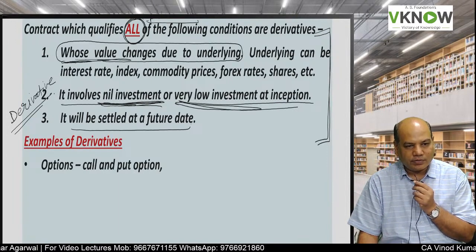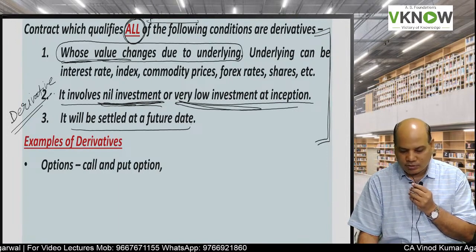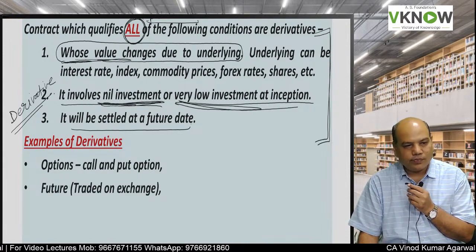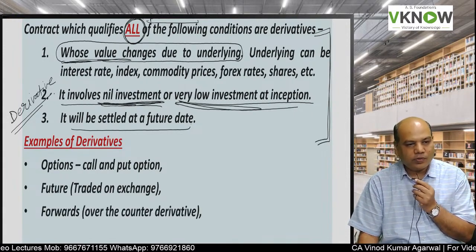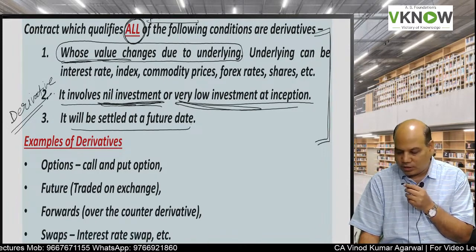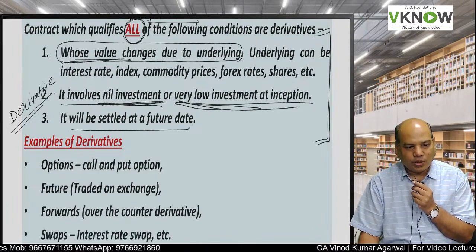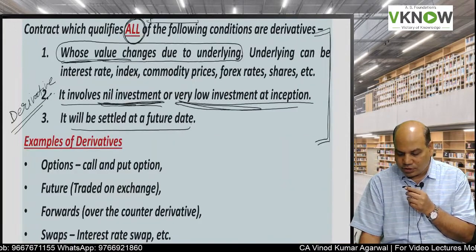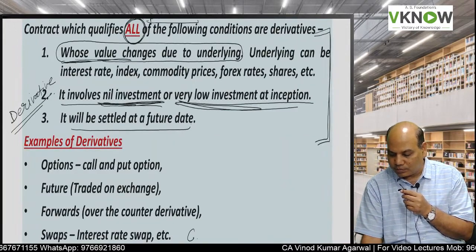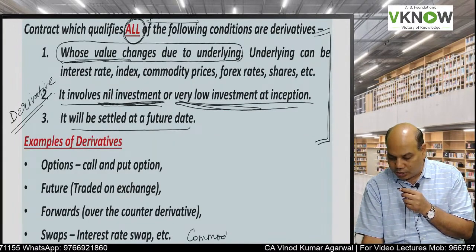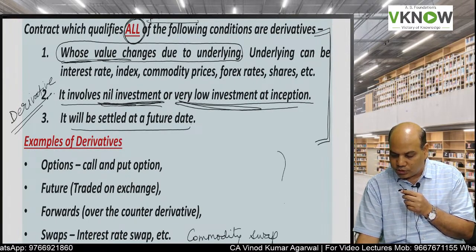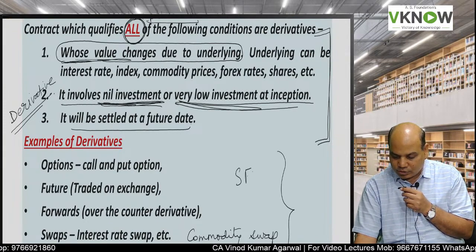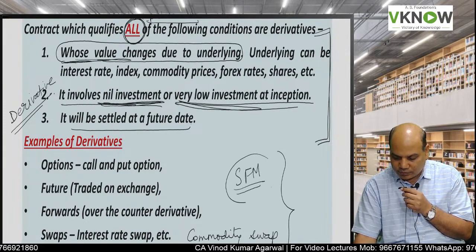Examples of derivatives from your SFM syllabus: options, call, put, futures, which are traded on exchange, forward contracts which are over-the-counter derivatives, and swap contracts, for example interest rate swap, commodity swap. Sir, what are these items? This you will study in your SFM syllabus.